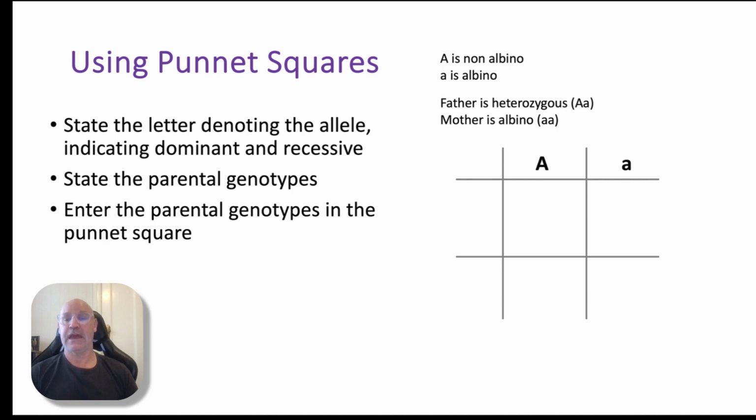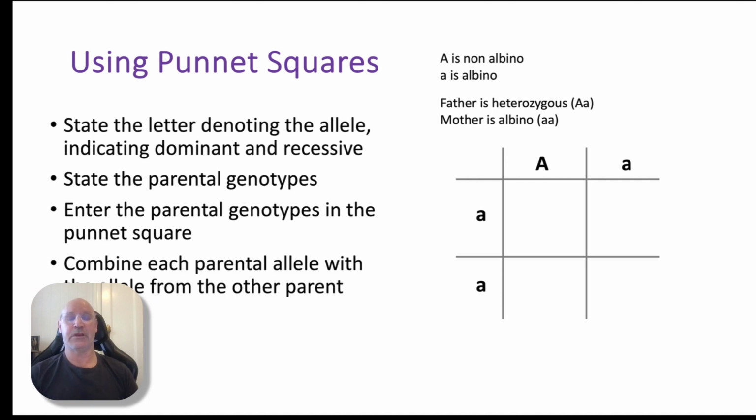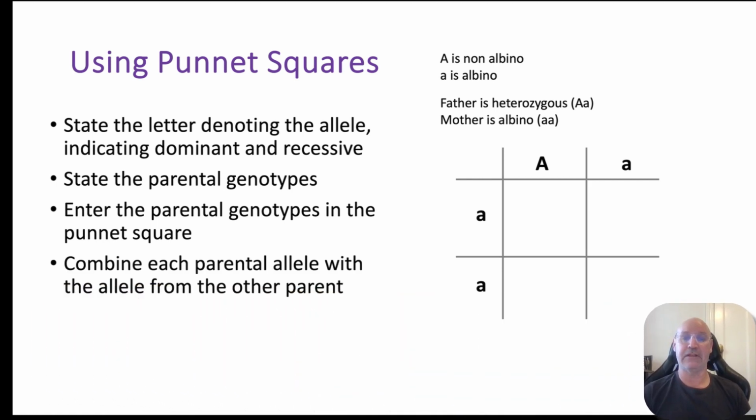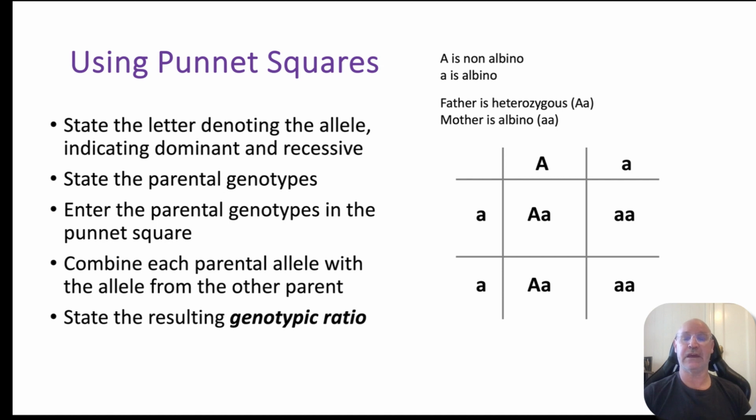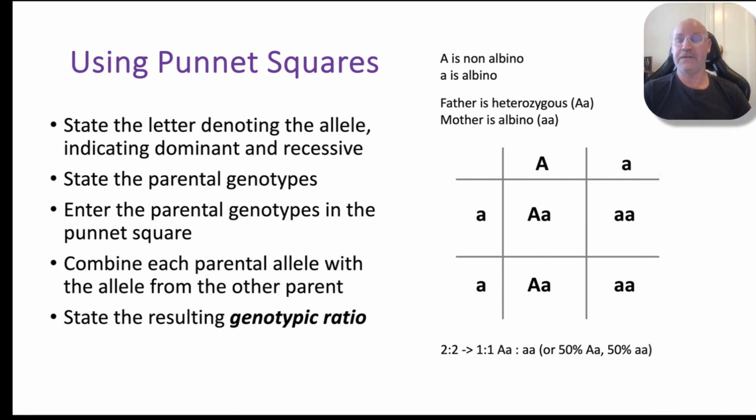And we're putting our father and our mother. The next thing we're going to do is combine each parental allele with the allele from the other parent. And so then what we can do is work out what the genotype ratio is. So we've got two choices here for our genotype: either heterozygous or homozygous recessive. They're our two genotypes, and they're 50% each.